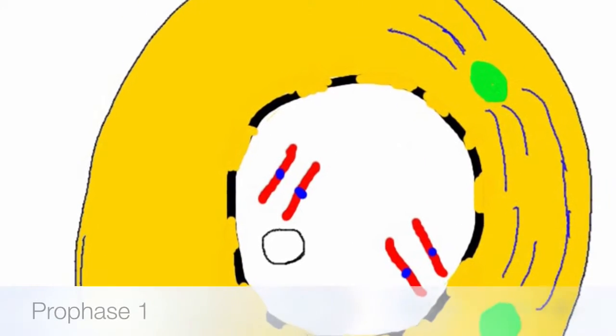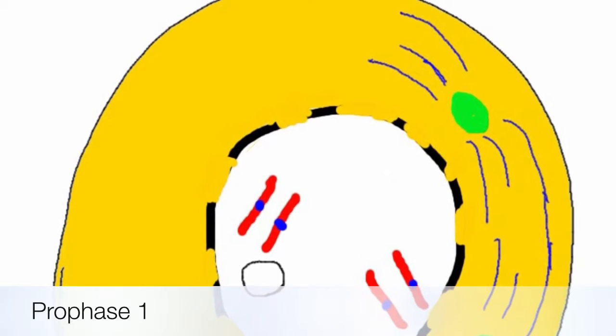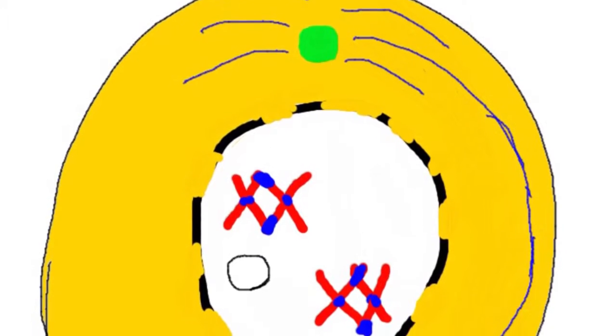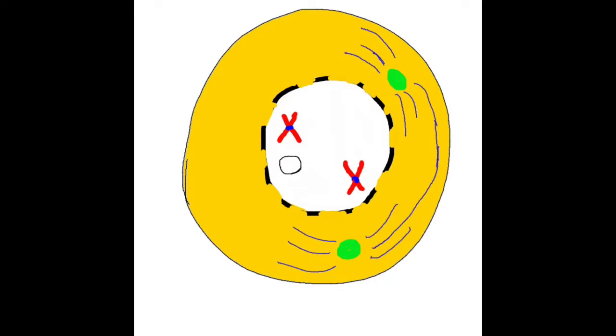Homologous chromosomes pair to form bivalents. The centrioles divide and move to opposite poles of the cell. The bivalents duplicate to form tetrads of 4 chromatid groups. The nuclear membrane disintegrates, crossing over occurs.